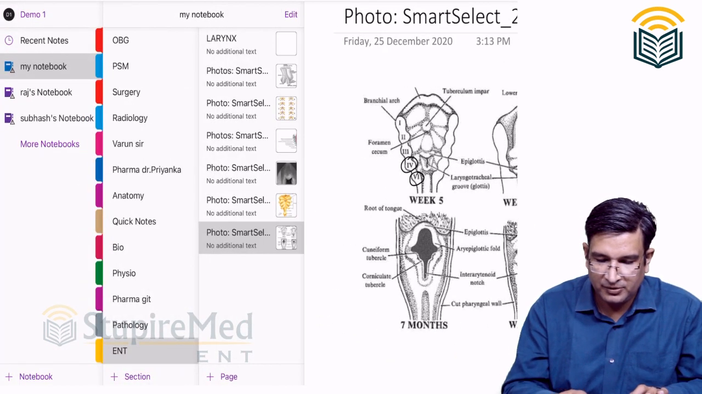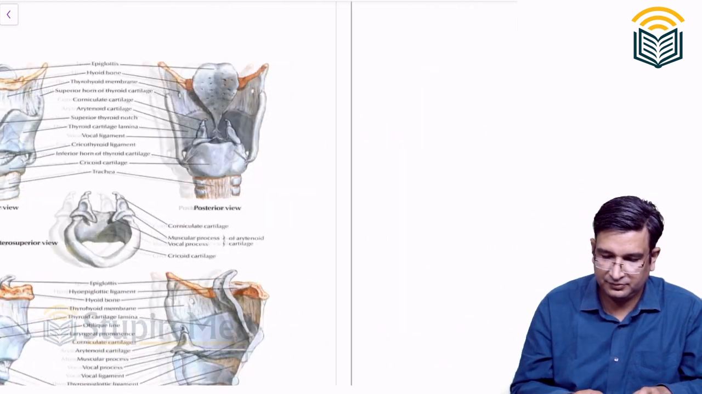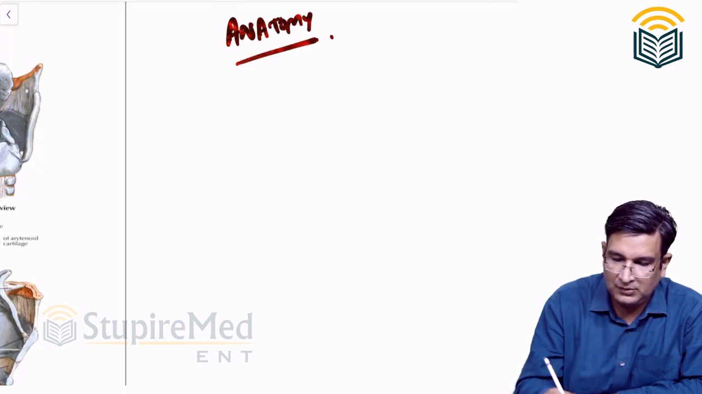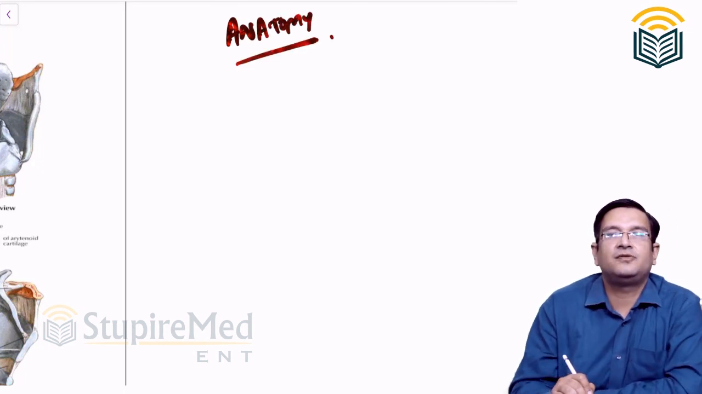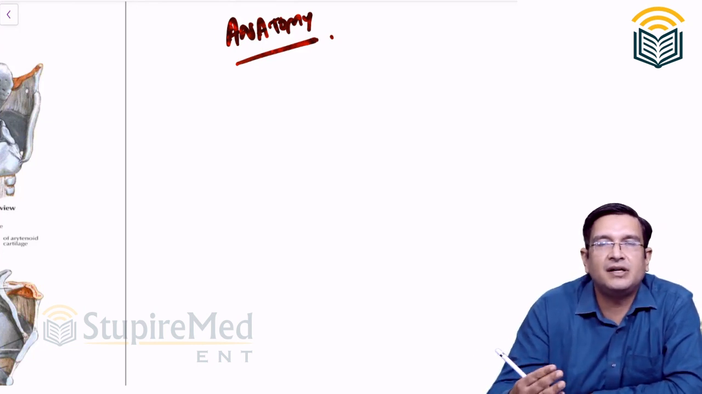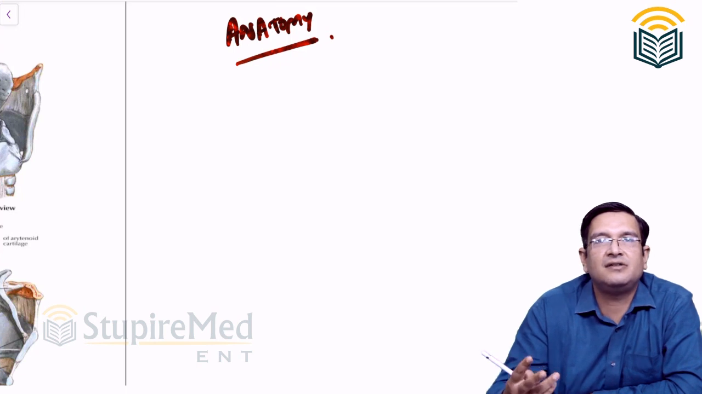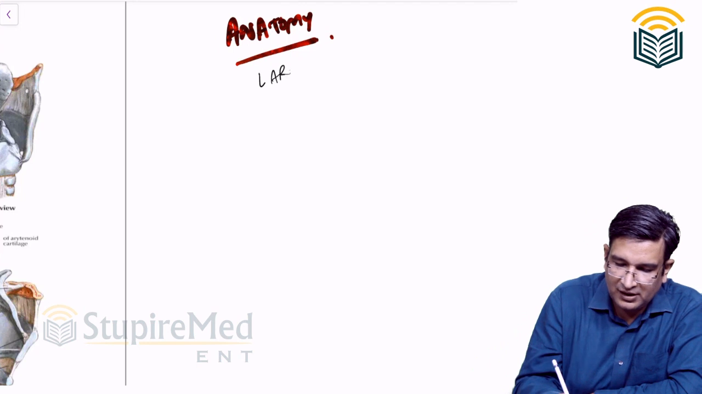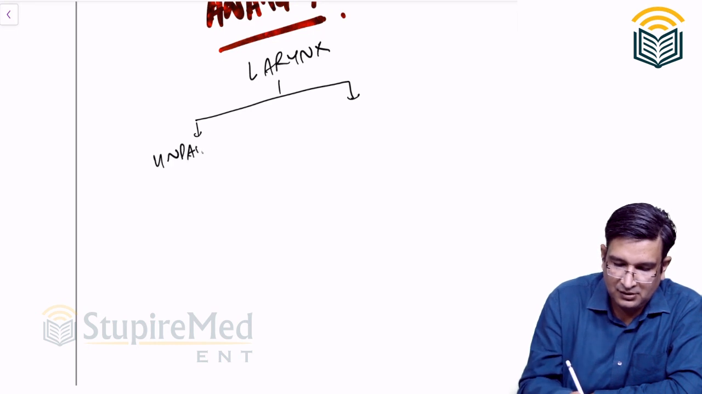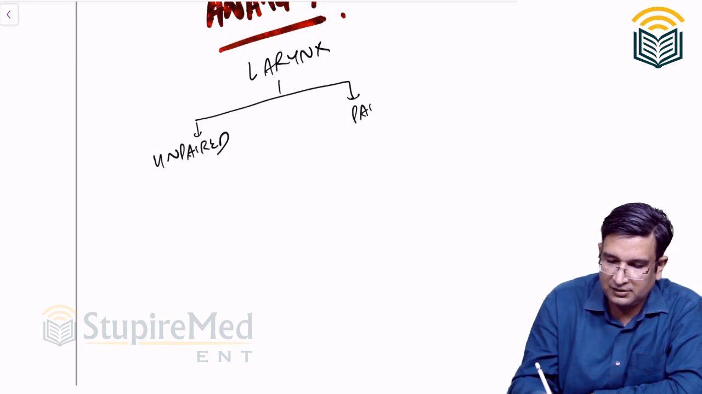Now let's start with the anatomy of the larynx. So the larynx is made up of two types of cartilages. One type are single in number, they are called unpaired cartilages, and the second type are two in number, so they are the paired cartilages. So the larynx has two types of cartilages: unpaired and paired cartilages.